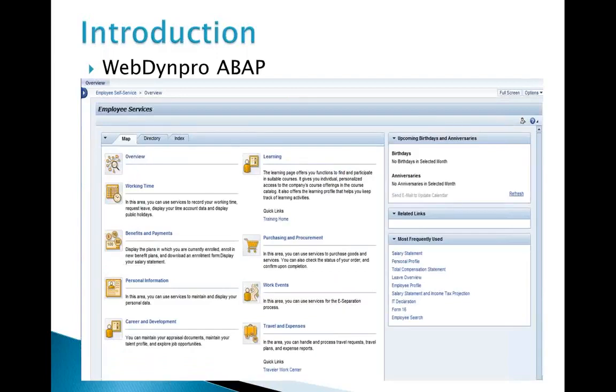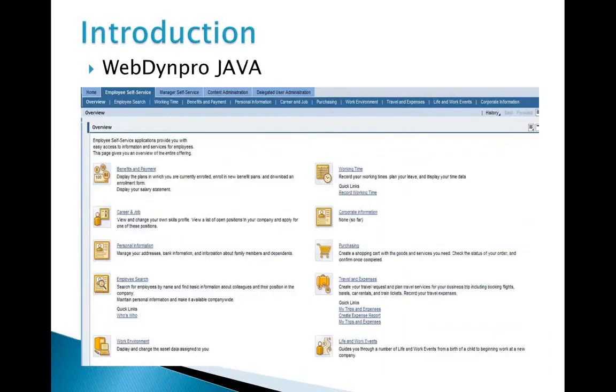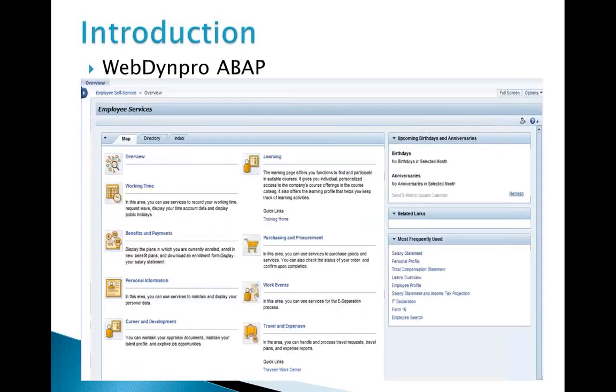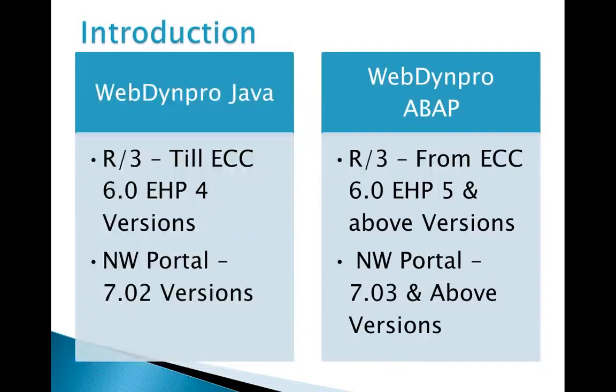Now what is the difference between Web Dynpro Java and Web Dynpro ABAP? When are we going to take Web Dynpro Java and when Web Dynpro ABAP? Web Dynpro Java is an older version. That is what we used until EHP 4, that is, ECC 6.0 with EHP 4 of the R3 system. From EHP 5, ECC 6.0 with EHP 5 onwards, we make use of the Web Dynpro ABAP concept.